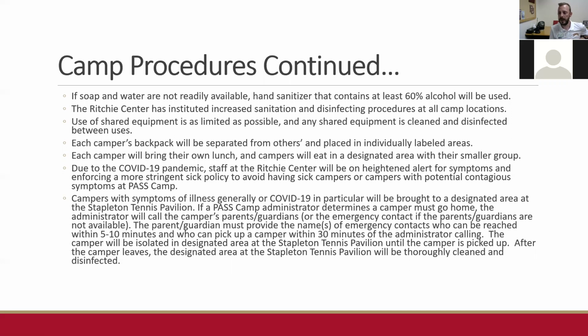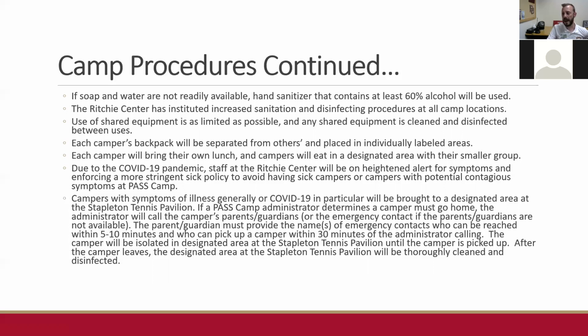When they do get to locations, campers' backpacks will be separated from others, and they'll be placed in individual areas so that way they are not being close to each other and avoiding any cross-contamination. Campers will need to bring their own lunch, like I said earlier, and then they'll eat in a designated area with their group, and they'll sit 6 feet apart in a circle, not allowed to sit next to their friends directly, but at least close enough by 6 feet to be able to talk to them and have their lunch and take a break.